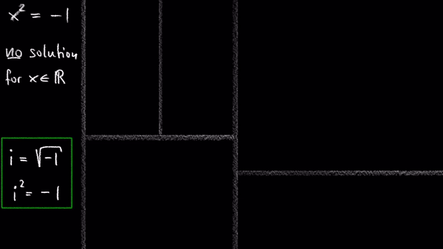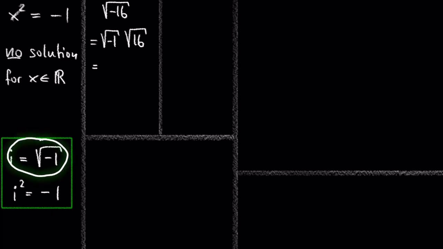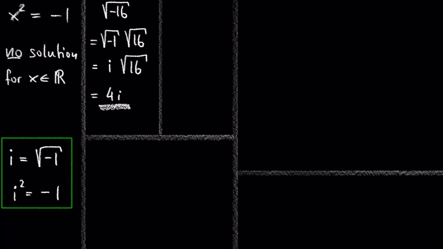So let's say we have the square root of -16, which we can write as the square root of -1 times the square root of 16. With i equals the square root of -1, we get i times the square root of 16, which is then 4i. We solved the square root of a negative number by defining i as the square root of -1.